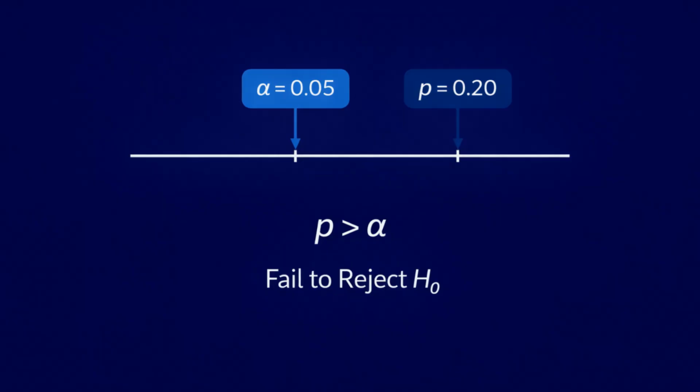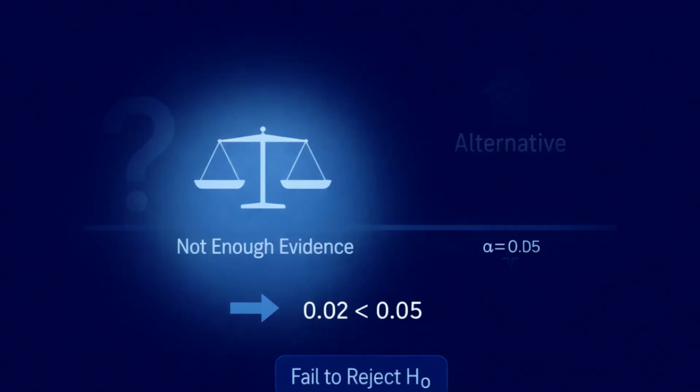Now suppose the p-value is 0.20. If the significance level is 0.05, the p-value is larger. The result is not unusual enough under the null hypothesis. We fail to reject the null hypothesis. When we fail to reject the null hypothesis, we say there is insufficient evidence to support the alternative hypothesis.